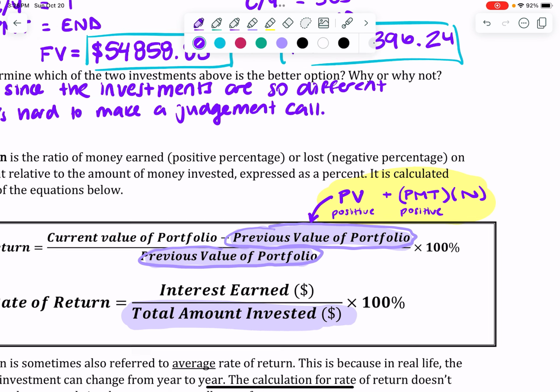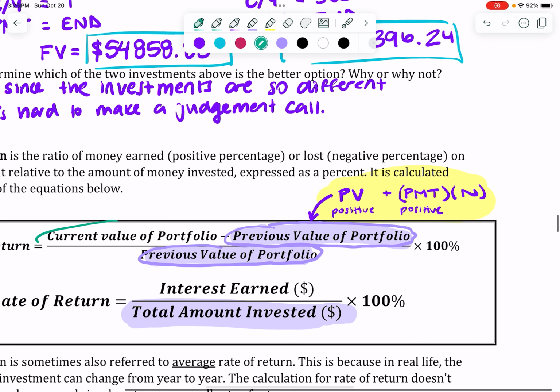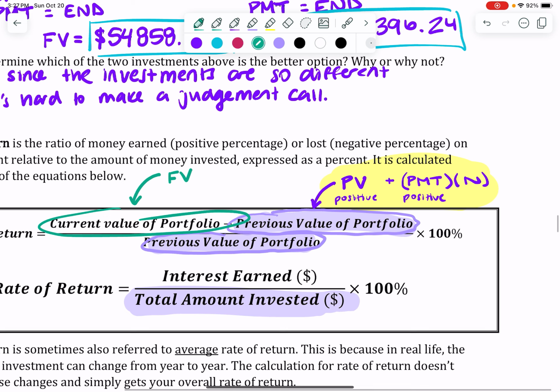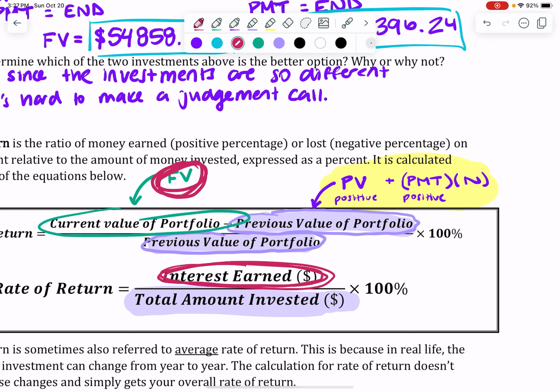Now, my current value of my portfolio is just what my portfolio or my investment is worth right now today. And in this case, that's just my future value. Now, something kind of interesting is if I ever want to figure out my dollar amount of interest earned, I simply go, how much do I have right now minus how much did I invest? And that difference will tell me my dollar amount of interest earned.